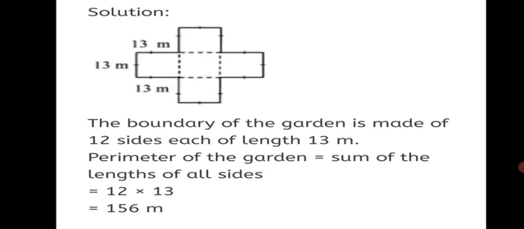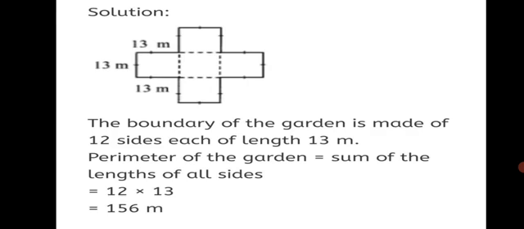The boundary of the garden is made up of 12 sides, each of 13 meter. So if you count the boundaries, how many sides? Here you have 1, 2, 3, like this, 4 sides. 3 4s are 12. The boundary of the garden is made up of 12 sides, each of 13 meter. So perimeter of the garden is equal to sum of length of all sides. So we multiply by 12. 12 into 13 is equal to 156 meter is the perimeter.